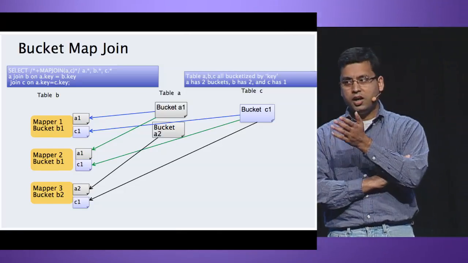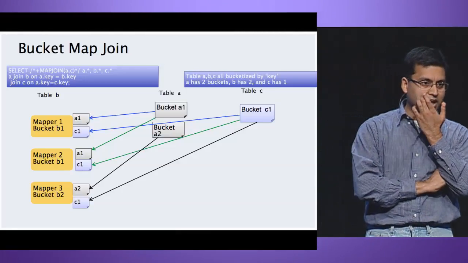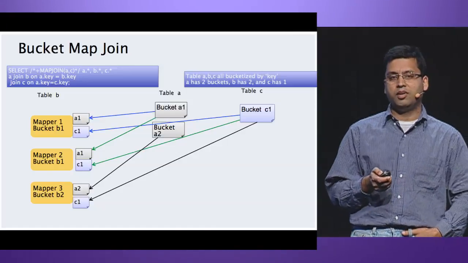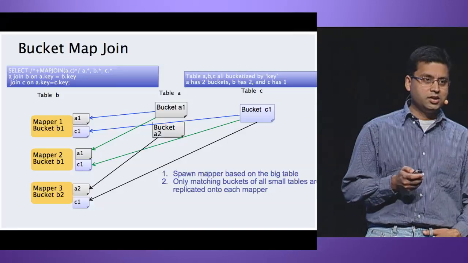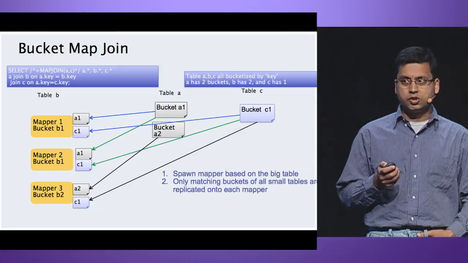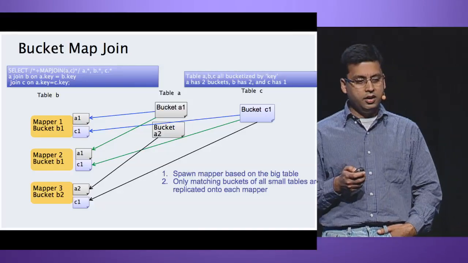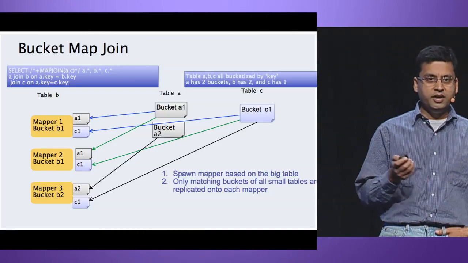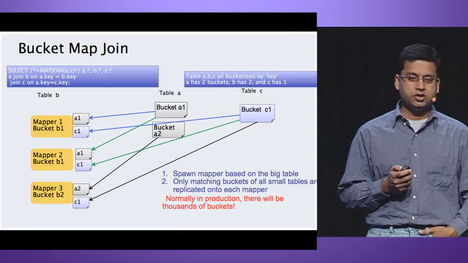So unfortunately, unlike the previous things that Liyin said, this is not automatically enabled. The user has to manually give some hints to make sure that bucketization happens. And again, the main advantage is the mapper is run based on the big table. The small table is divided into lots of buckets, which are completely run in memory. And only matching buckets of small tables are replicated into each mapper. So we are reading the minimum data in each mapper. And in production, there will be thousands of buckets.